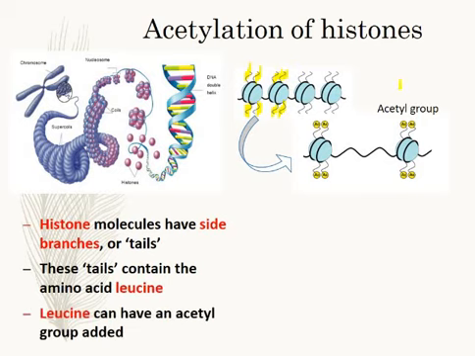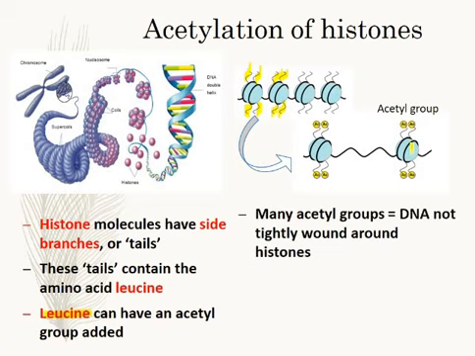Leucine is an amino acid that can have an acetyl group added to it. So that's the amino acid that's very important in this case. Now, if you have lots of these acetyl groups added, that means that it's really difficult to wrap DNA around the histone. So you actually end up spreading out your DNA. And that means that RNA polymerase, the enzyme that you need to be able to transcribe this section, can access. There is space for it.